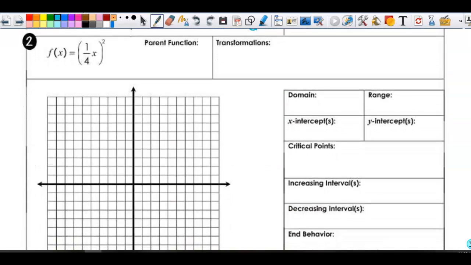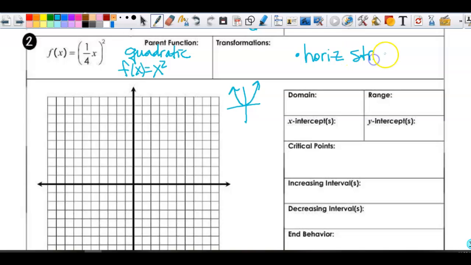So this parent function here, this is a quadratic. And f of x equals x squared. So I get this for my picture. Right? My transformations, I only have one, and that's I'm multiplying x by the 1/4, so this is a horizontal stretch by 4.